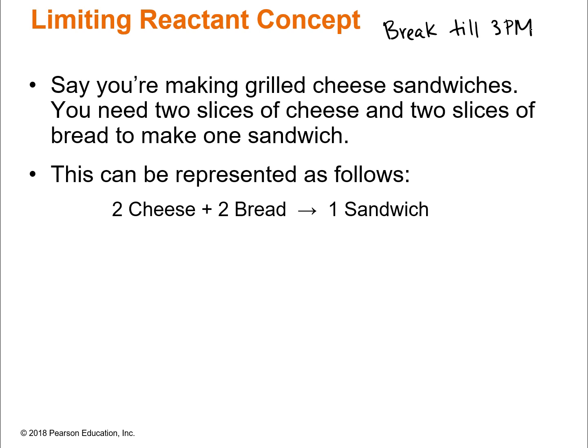So let's step out of the chemistry lab and step into the kitchen, because that's like my favorite place. Love to cook. And hopefully you've had lunch by now. Let's say you're making grilled cheese sandwiches. If you're going to make just the most basic grilled cheese sandwich, you need a couple of slices of bread, a couple of slices of cheese. If you write that as a reaction, it's 2 slices of cheese plus 2 slices of bread gives you 1 sandwich.